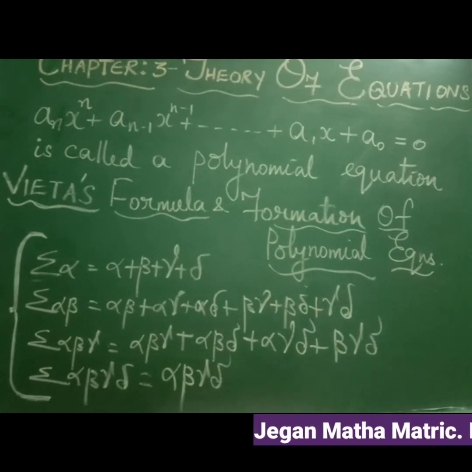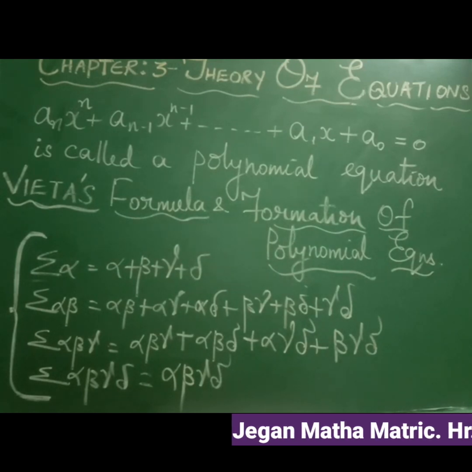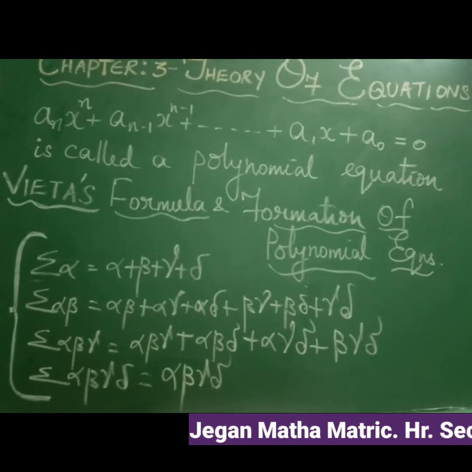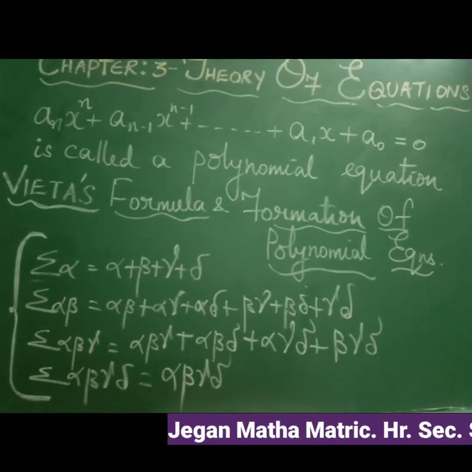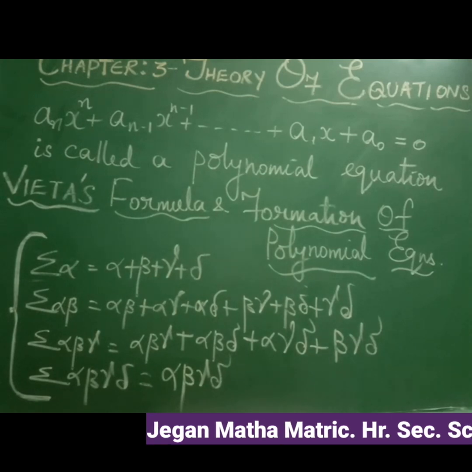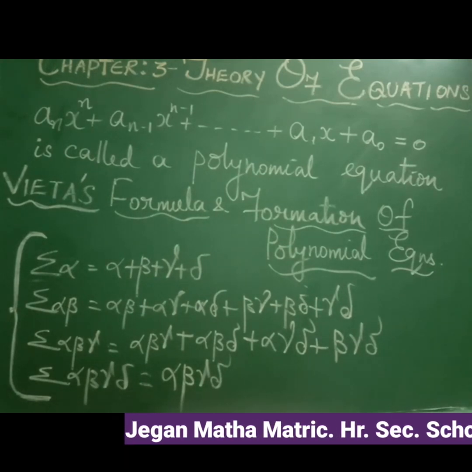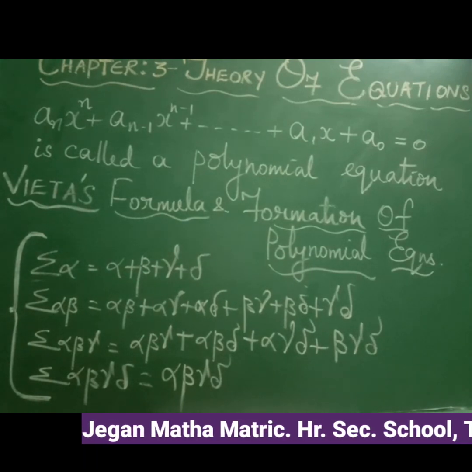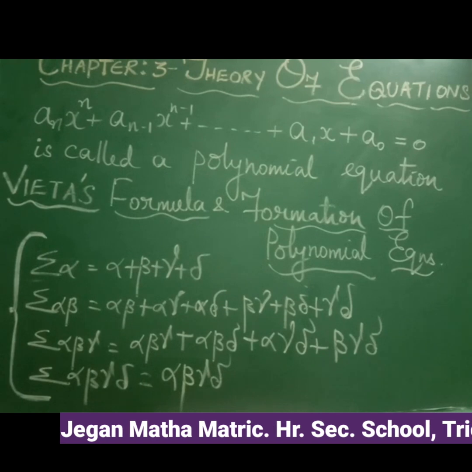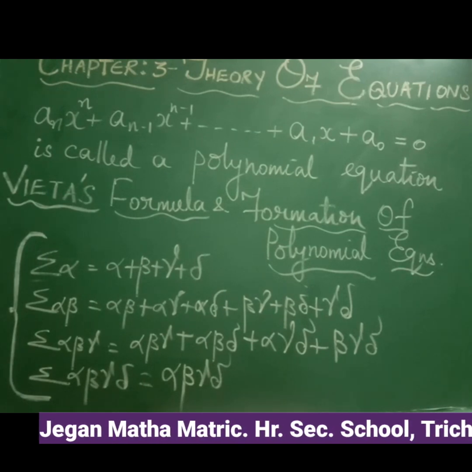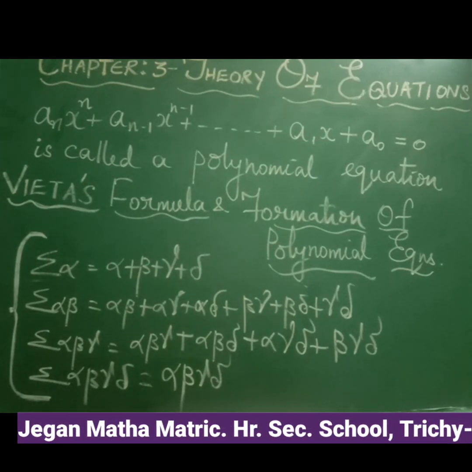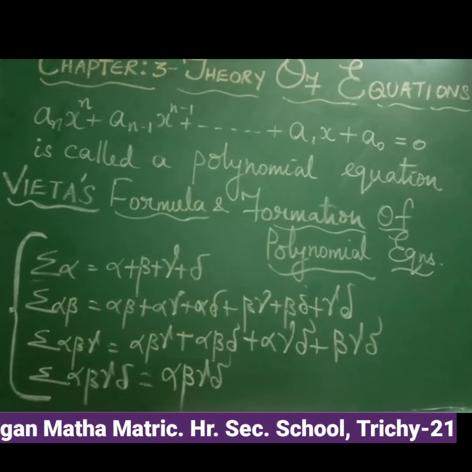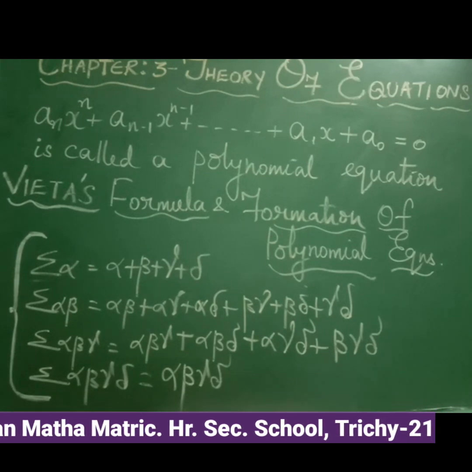That is, if delta equal to 0, if and only if the roots are equal. Delta greater than 0, if and only if the roots are real and distinct. Delta less than 0, if and only if the quadratic equation has no real roots. These are the conditions we have already studied. Then we know how to find the roots of a quadratic equation, by ordinary factorization.